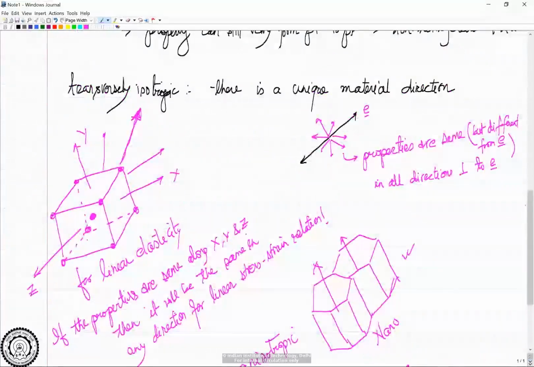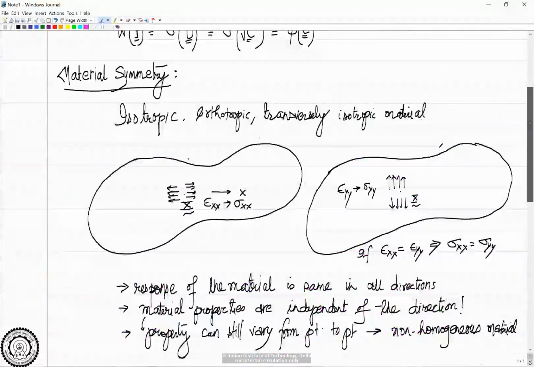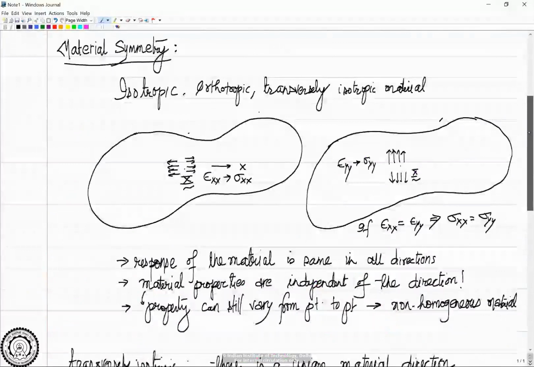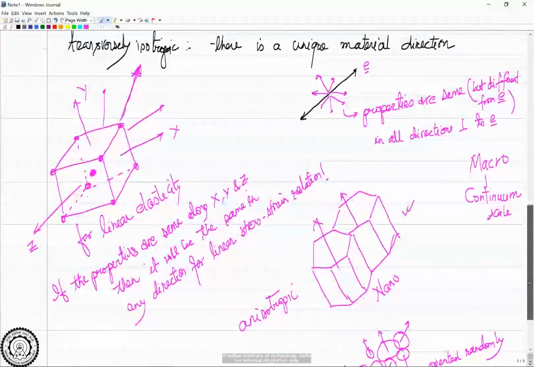We just want to see the material at continuum scale, which is macro scale. Okay, macro. Macro is continuum scale. And we are talking about the theory of material symmetry at continuum scale. Now, before doing that, let us understand a particular deformation and then I will introduce this concept of symmetry.